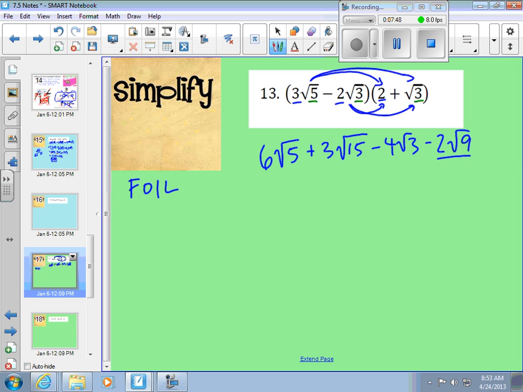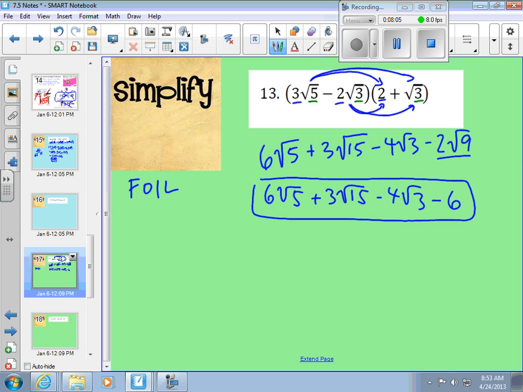Square root of 9 we know we can simplify, so we know square root of 9 is the same as 3, so 2 times 3 would be 6. There is no more like radicals to add together. That would be our final answer.